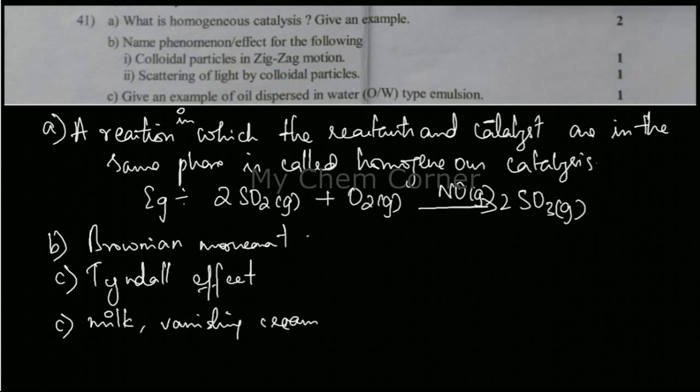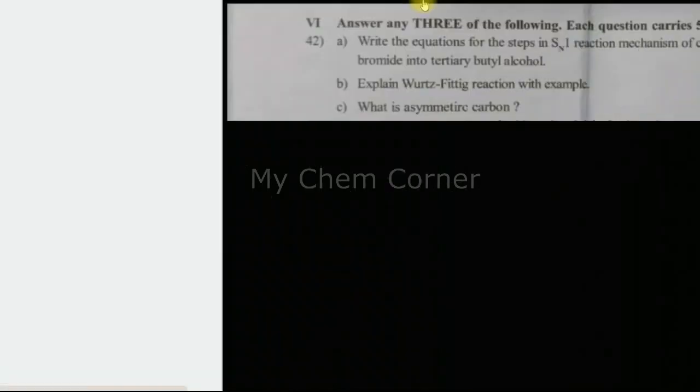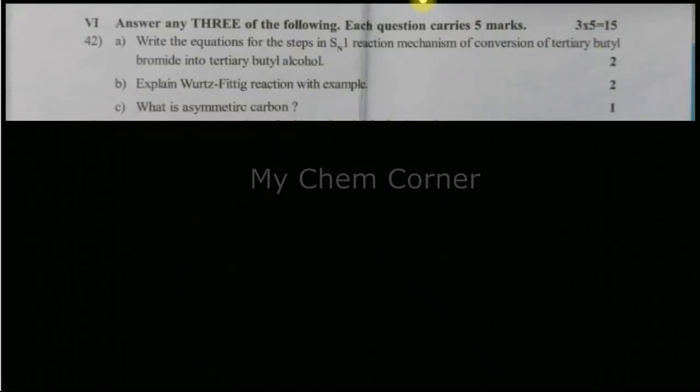So that is with your physical chemistry, where the question numbers are from 37 to 41. You have to choose any 3. The next set of questions that we're going to write is for organic chemistry. It's going to start from question number 42. We have to answer any 3. Now, the 42nd question is from haloalkanes and haloarenes.